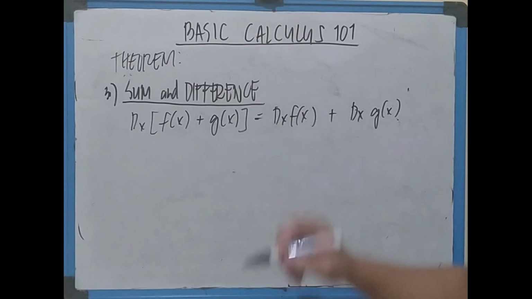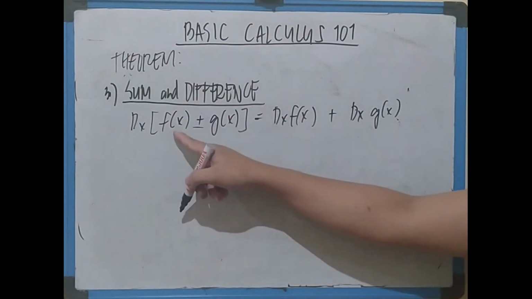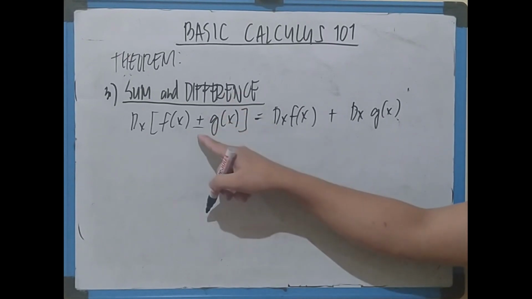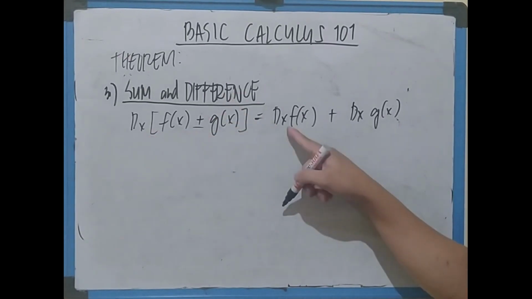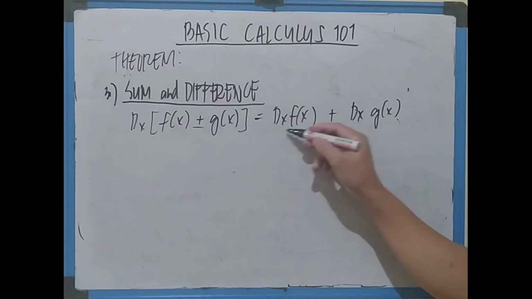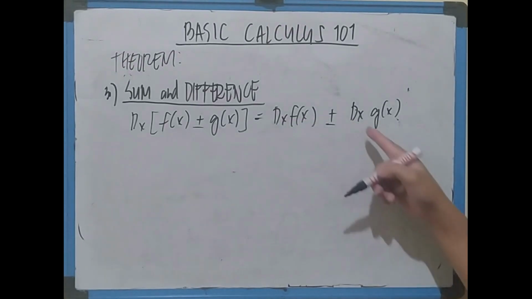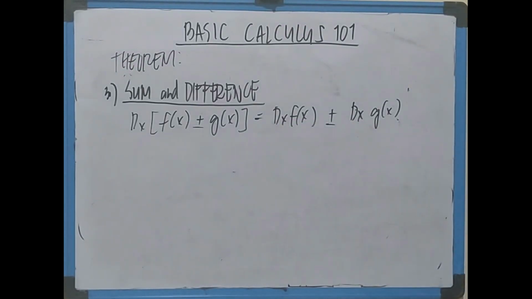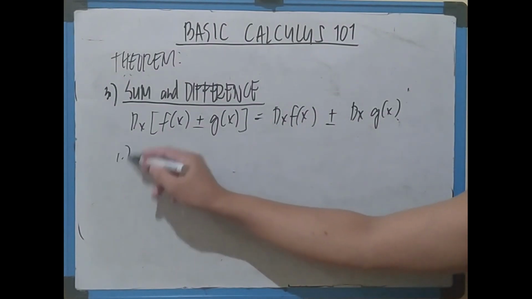It is the same with the difference. So minus here, right? If we also have f of x and g of x, the derivative of the difference is the derivative of f of x minus the derivative of g of x. That's all there is to it. Okay, example.